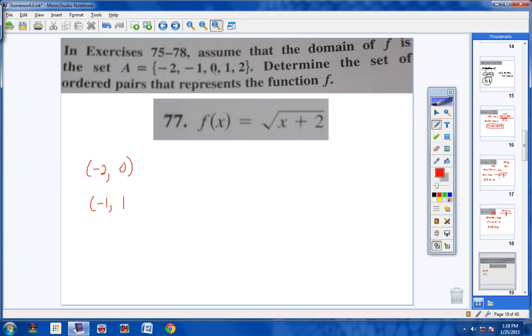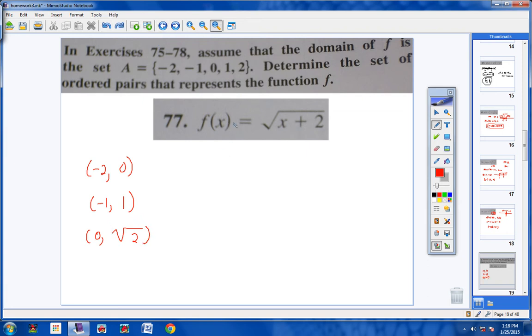Put a 0 in for x right here, and you will get the square root of 2. Because if you put a 0 in right here, 0 plus 2 is 2, and the square root of 2 is just square root of 2. Now, if you type this in and got a decimal, that's fine, but you could also just write it like it is, like this.